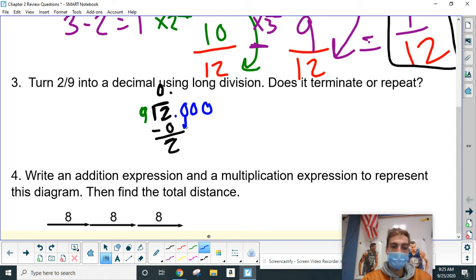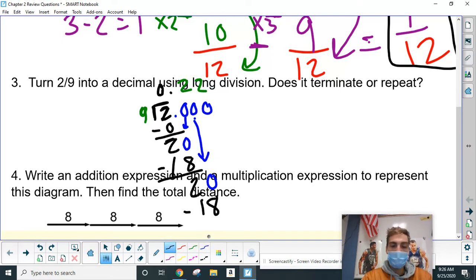And so I'm going to take this 0 and bring it down, and now I have 20. And now I can say, how many times does 9 go into 20? Well, 9 goes into 20 2 times. So then I multiply 2 times 9, and it gives me 18. And then 20 minus 18 is 2. So I need to bring down another 0 and say, how many times does 9 go into 20? Well, 9 goes into 20 2 times again. And so I do 2 times 9, and I get 18. And I subtract once more, and I get a 2 here.